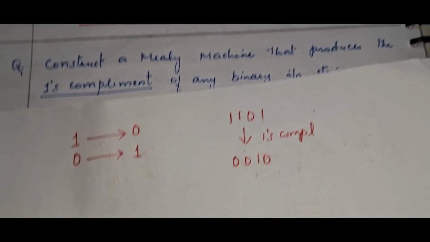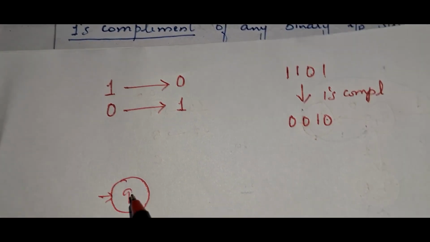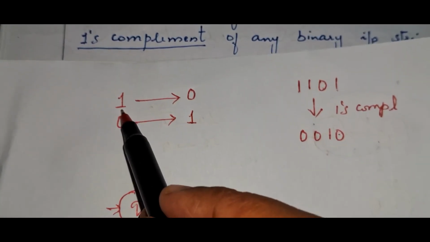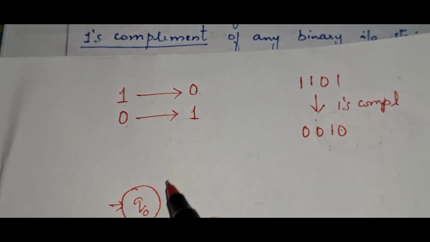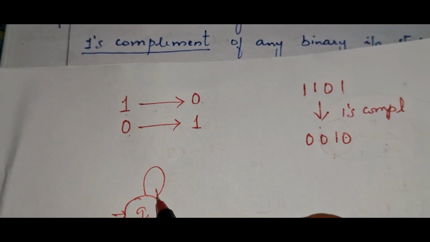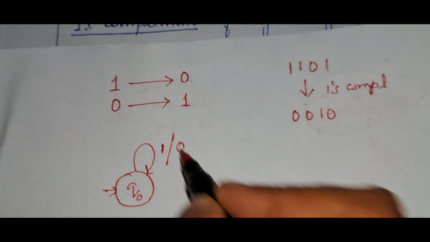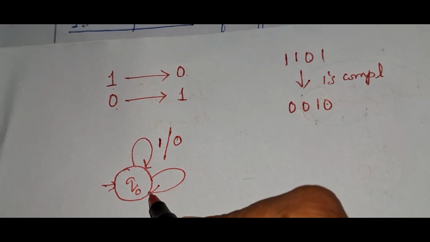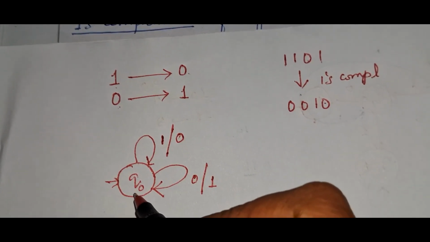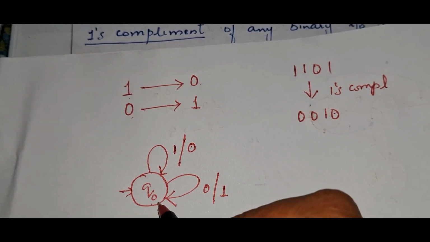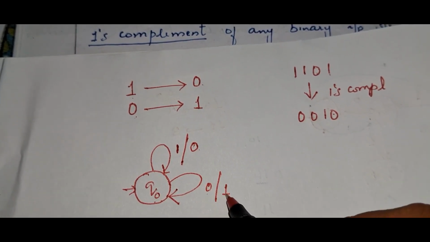So I am just drawing the starting state Q0. Whenever we see 1, it will output 0, and whenever we see 0, it will output 1. So how to draw the automaton for this? We need only one state here. From this state, whenever we see 1, it will output 0, and whenever we see 0, it will output 1.